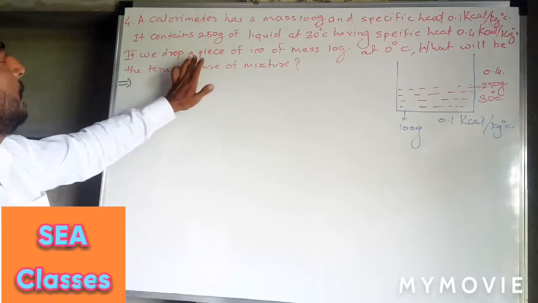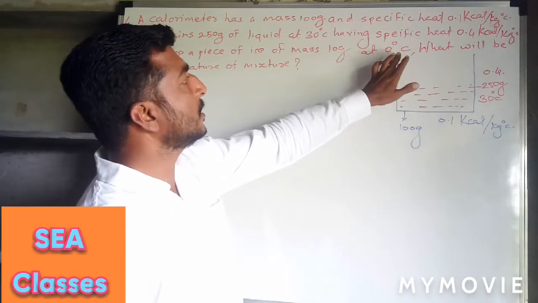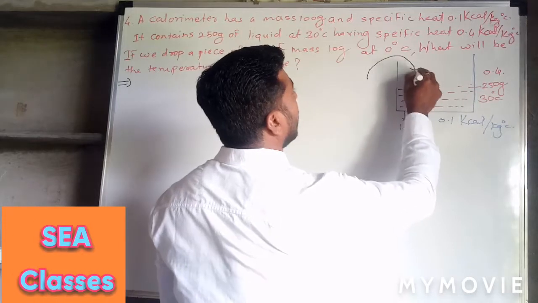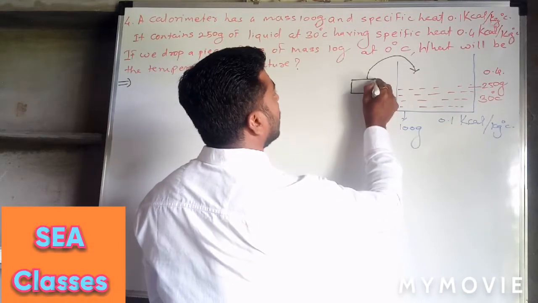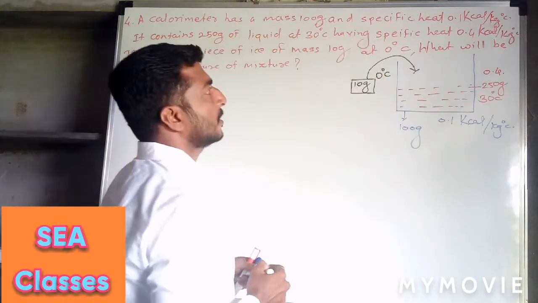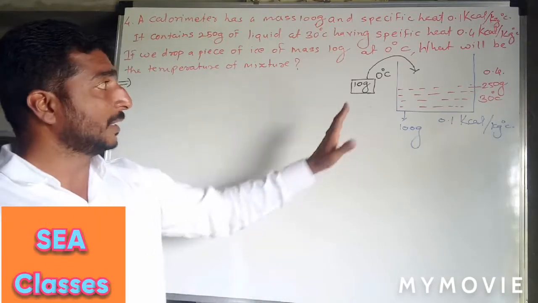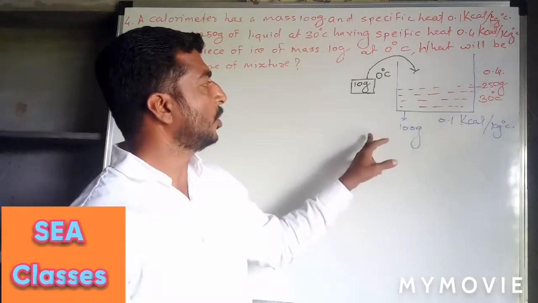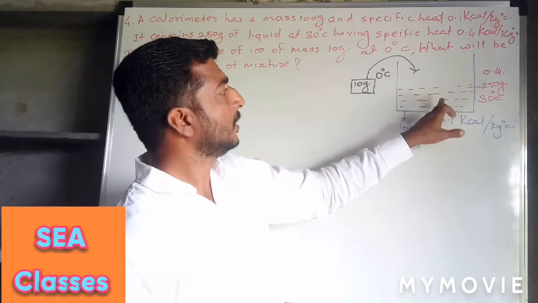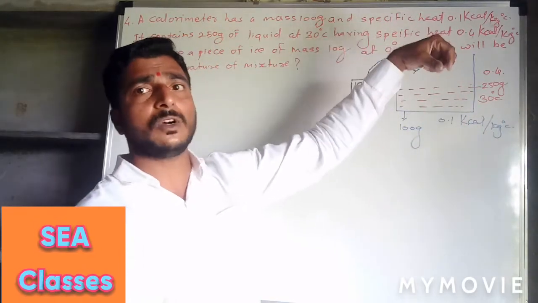Now if we drop a piece of ice of mass 10 gram at 0 degrees Celsius, what will be the temperature of the mixture? Now you need to understand these things. There is a copper calorimeter and in the copper calorimeter there is a liquid. That liquid has a temperature of 30 degrees Celsius, and in that liquid we are going to drop a piece of ice.